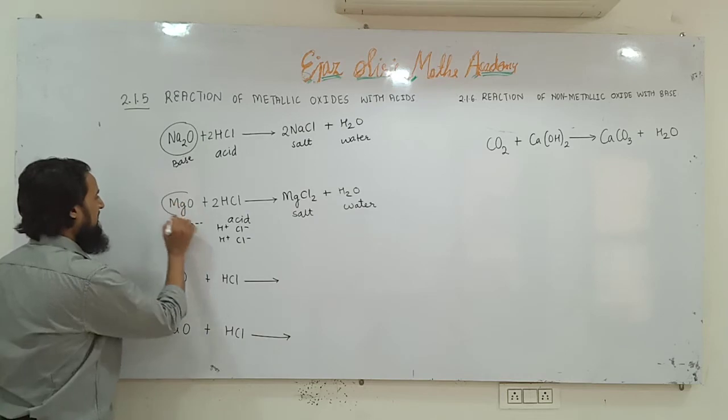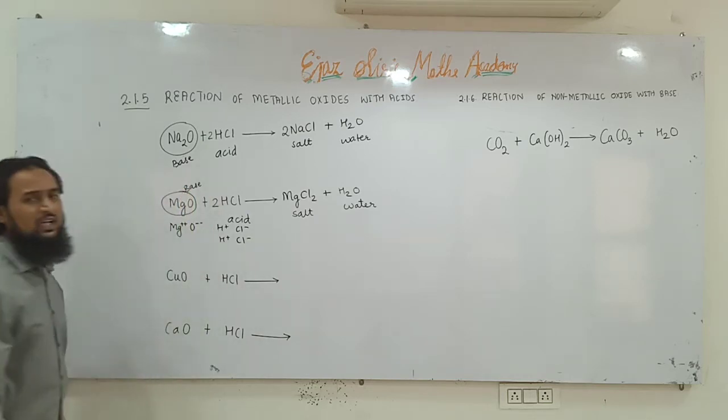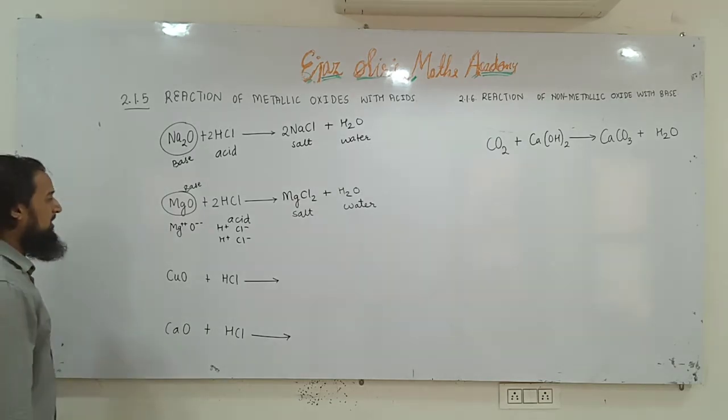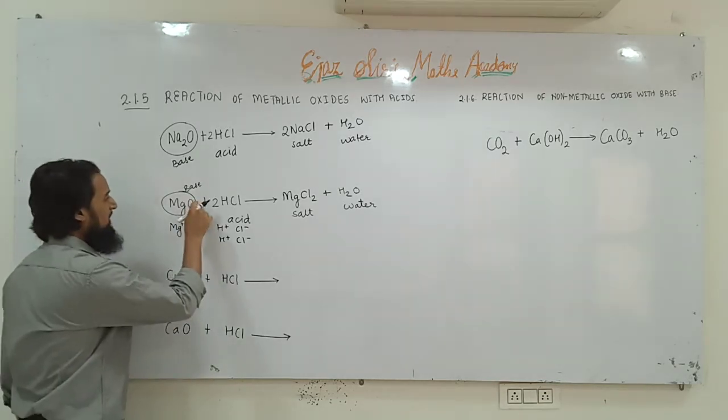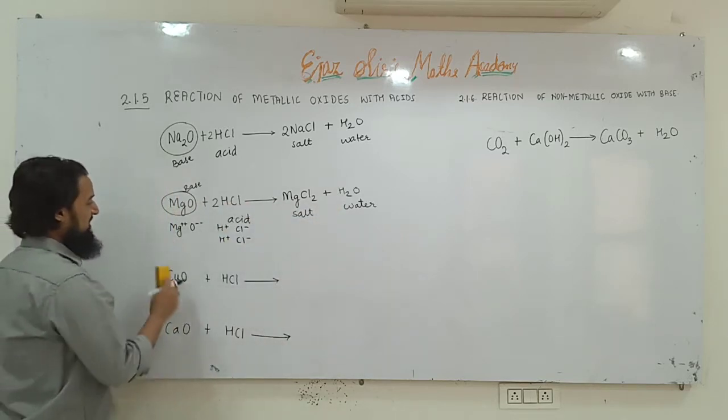So how is it behaving? MgO is behaving like a base, because we have studied whenever an acid reacts with a base, it forms salt and water. So here it is a base, it will react with acid to form salt and water. I am erasing this.